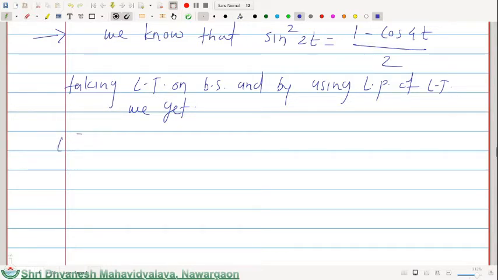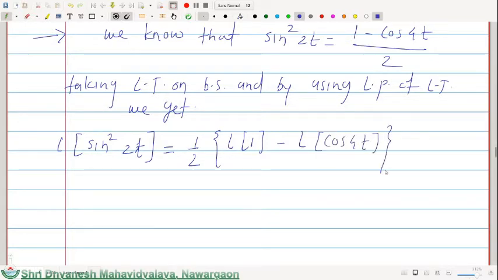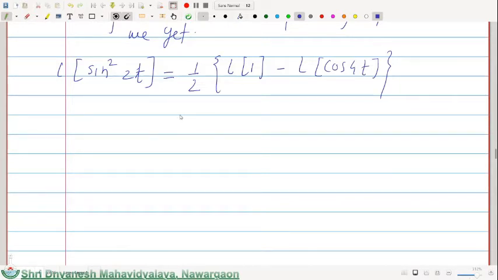Okay, so the Laplace transform of sin square 2t equals, by the linearity property, 1 upon 2 times the Laplace transform of 1 minus the Laplace transform of cos 4t. So what is the Laplace transform of 1? 1 by 2 times, the Laplace transform of 1 is 1 by s, minus the Laplace transform of cos 4t, which is s upon s square plus 4 square, that is 16.